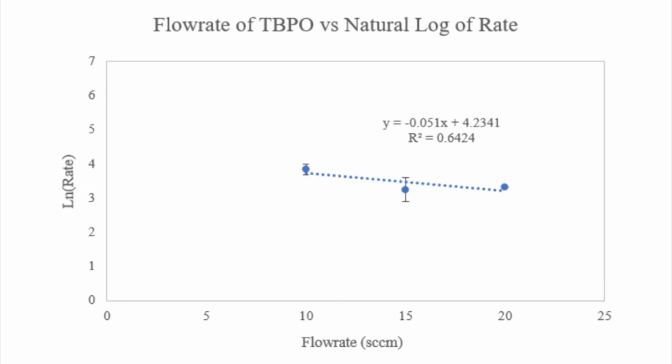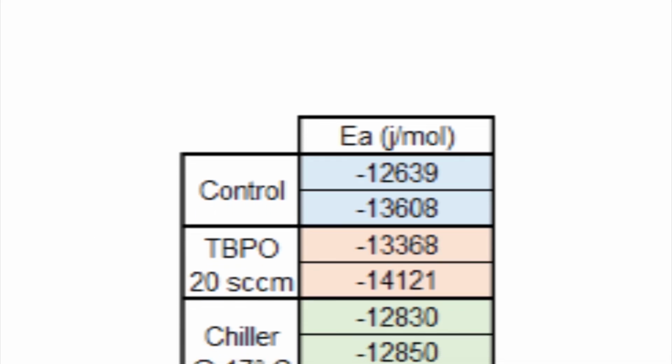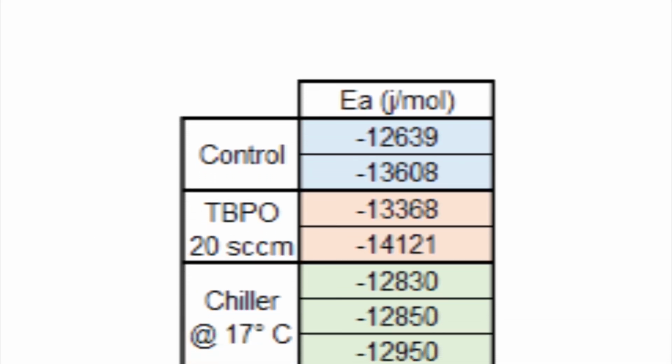The second plot, which is flow rate of TBPO versus the natural log of rate, is equally as interesting. We see a downward trend, suggesting that as TBPO flow is increased, rate of deposition decreases. This was completely different from what we had hypothesized would happen, but there may be an explanation to this. If TBPO is in excess, maybe it was hindering the deposition by simply getting in the way.